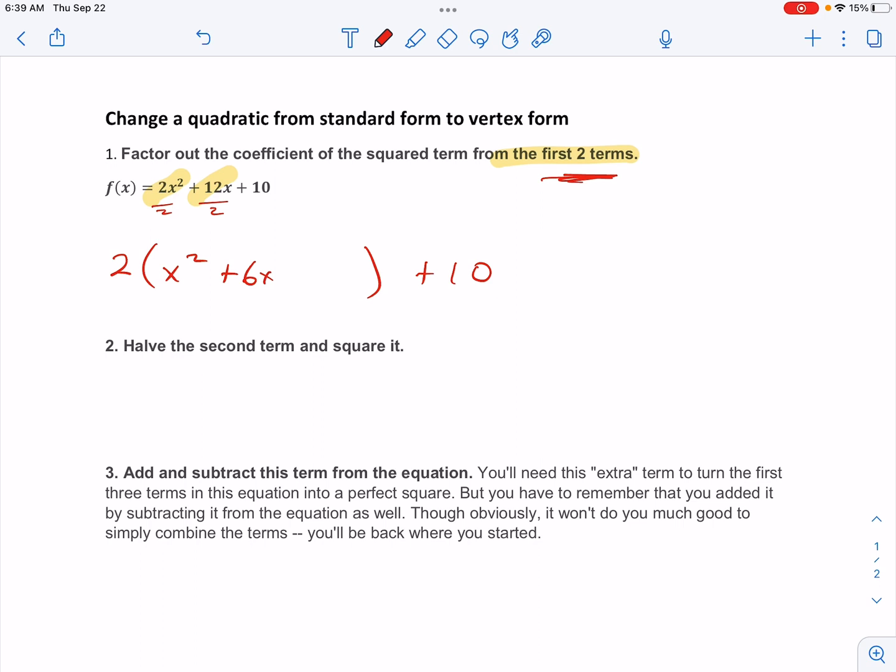Step 2, half the second term and square it. So half of 6 would be 3, and squaring it would be 3 times 3, which is 9. Now we've changed the problem. By adding that 9 that wasn't there before, it's no longer the same problem.